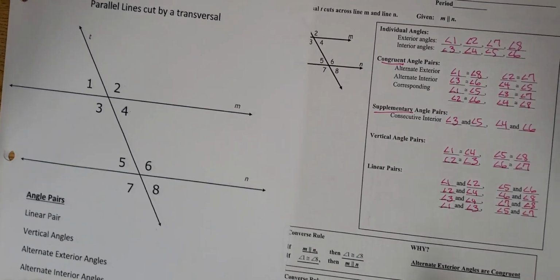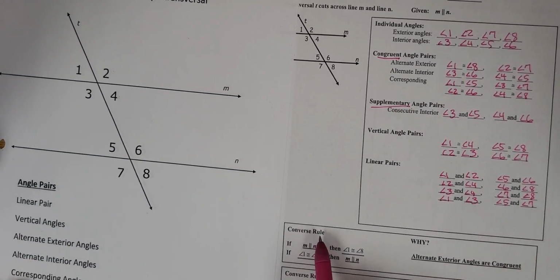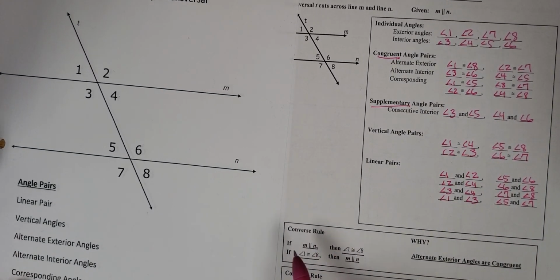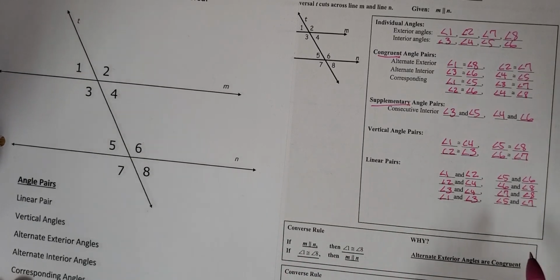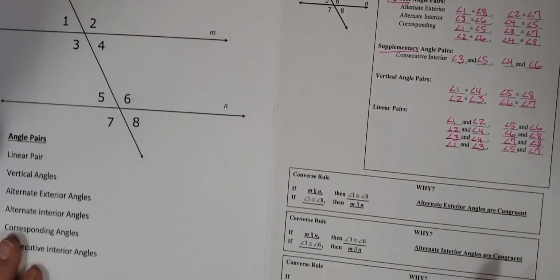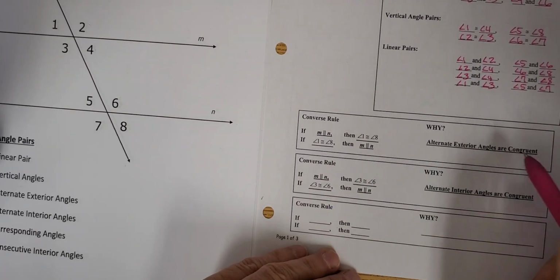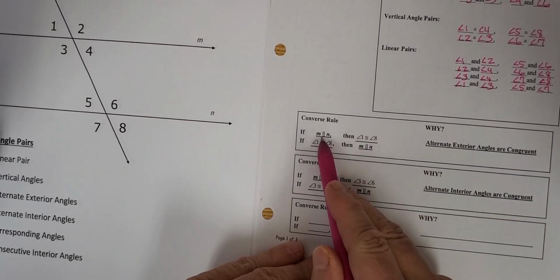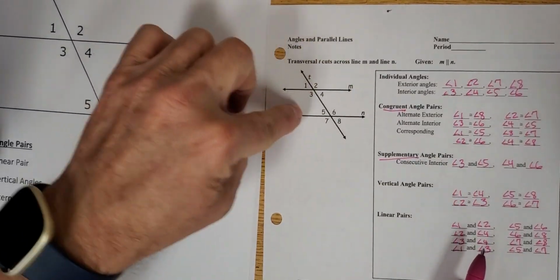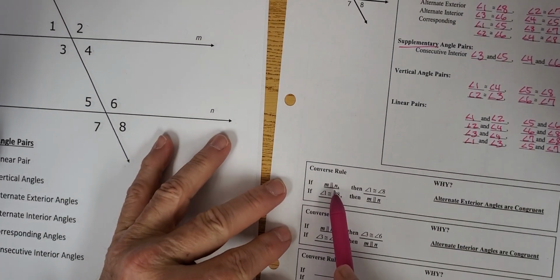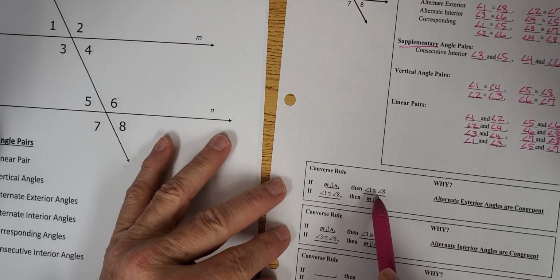All right, so you know what the converse is, right? Conditional, you know, you go one way and then the converse goes back the other way, right? So we've got a few things based on the idea of the converse rule, okay? So if these lines right here, M and N, are parallel, if they're parallel, then 1 is going to be congruent to 8.